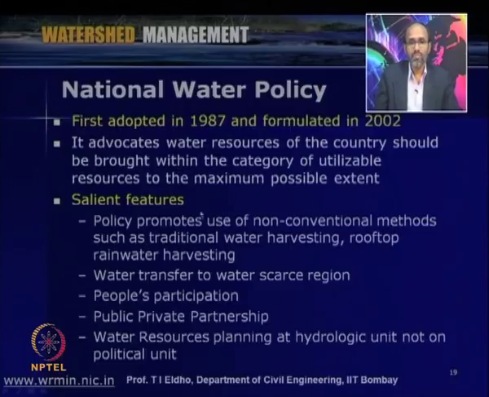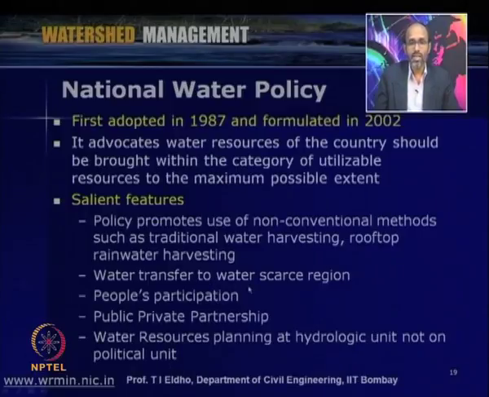So, some of the salient features of this National Water Policy of the Government of India include: the policy promotes use of non-conventional methods such as traditional water harvesting, rooftop rainwater harvesting, etc. Then water transfer to water scarce regions, say through interbasin transfer or other means. Then the National Water Policy encourages people's participation in all the schemes. Then public private partnership is always encouraged. Then water resource planning at a hydrologic unit, not on a political unit.